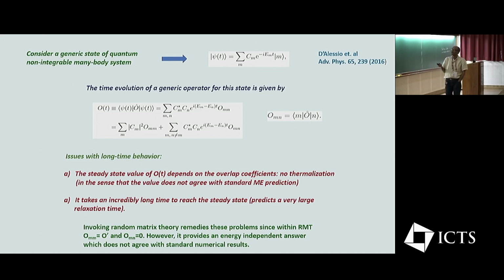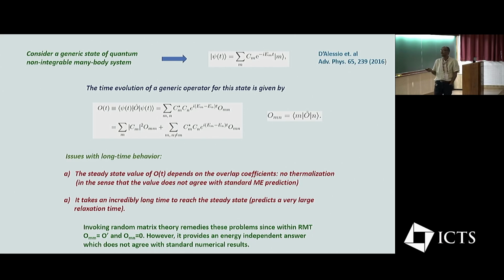Now, the point is that this answer essentially poses two problems. The first is that suppose I just look at a very, very long time where these off-diagonal terms can be neglected, then one finds that the steady state value of O of t depends on the overlap coefficients. In other words, it retains its memory. And this is completely different from what we actually expect from statistical mechanics, where you expect thermalization.